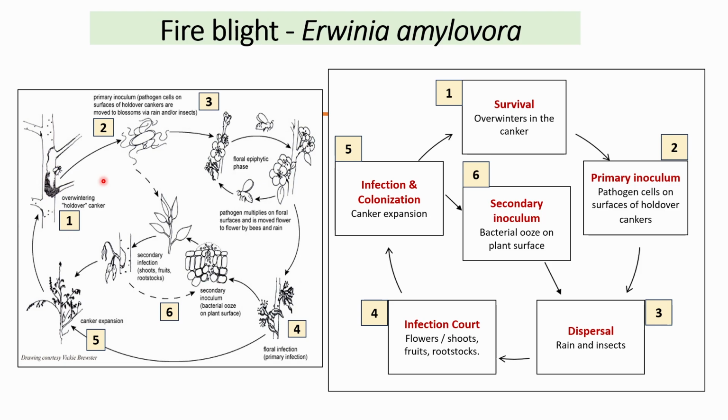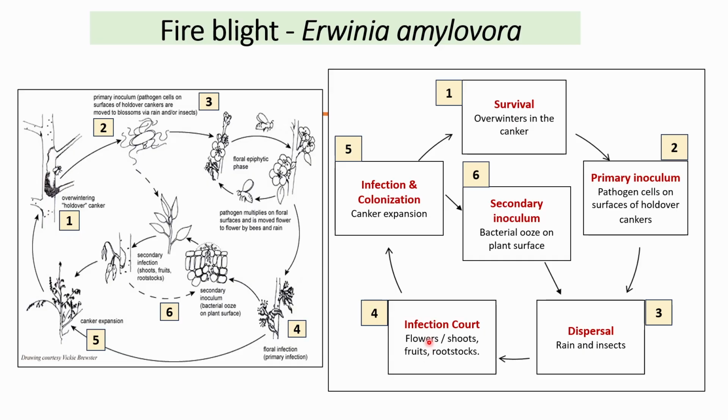Okay, so the bacteria are dispersed by rain and insects. So here's the fly. Rain and insects. The infection courts are the flowers, and then we will have the shoots, the fruits, and rootstock. But first, we will talk about the flowers.